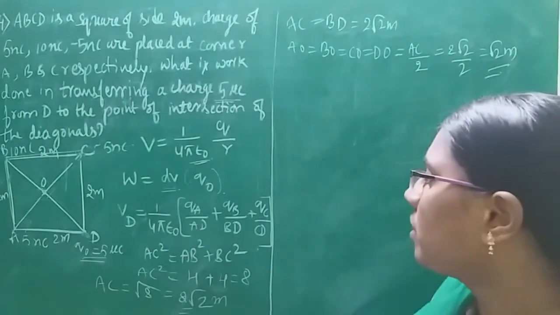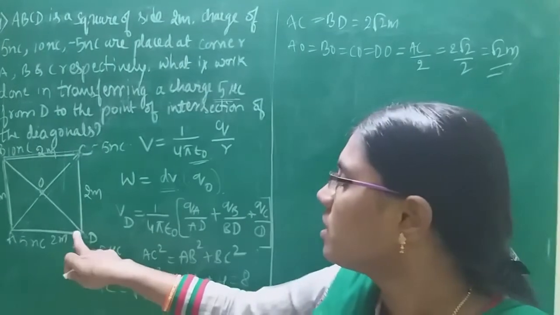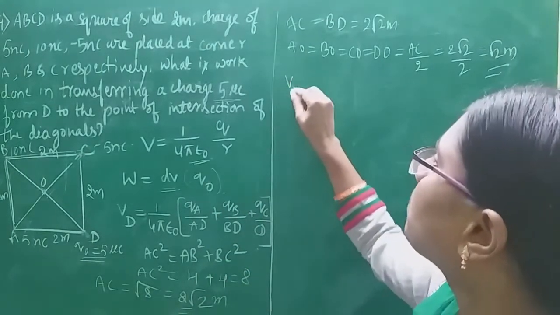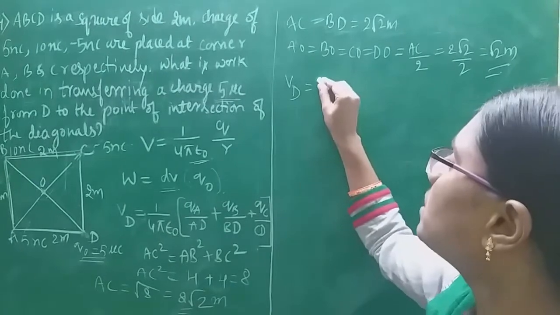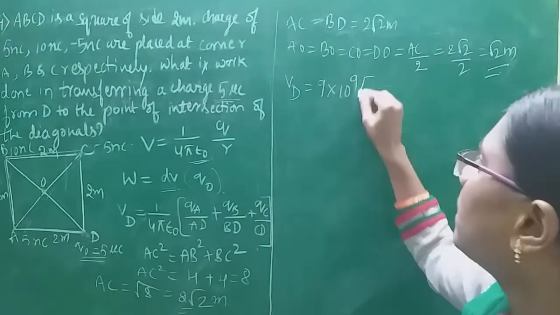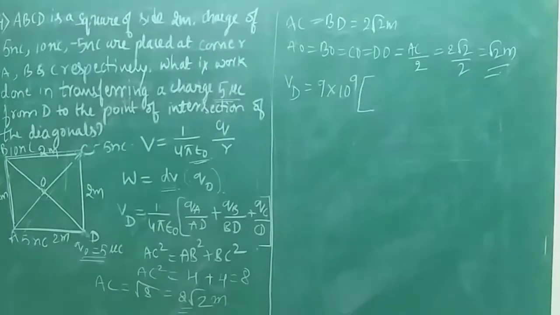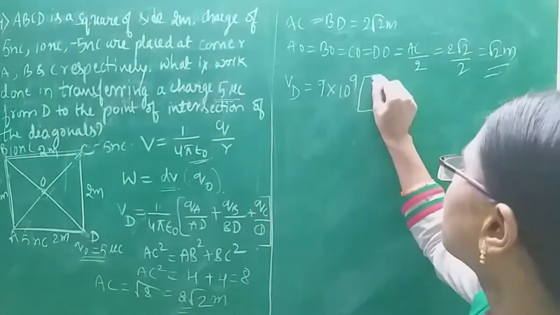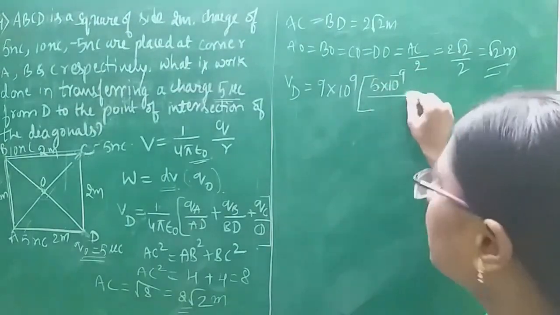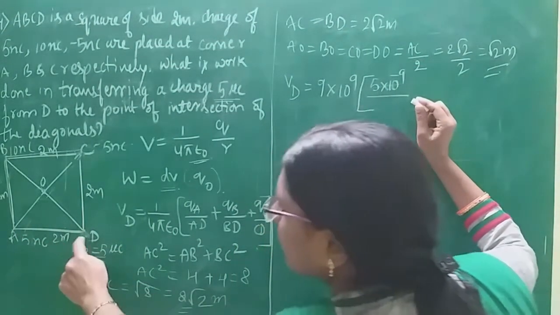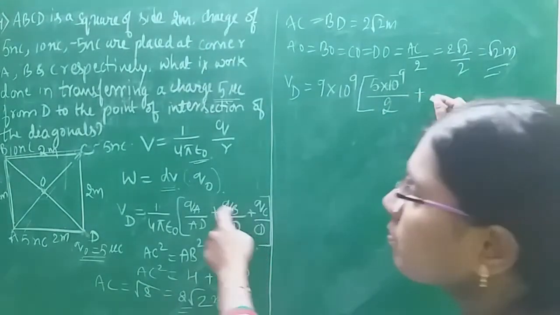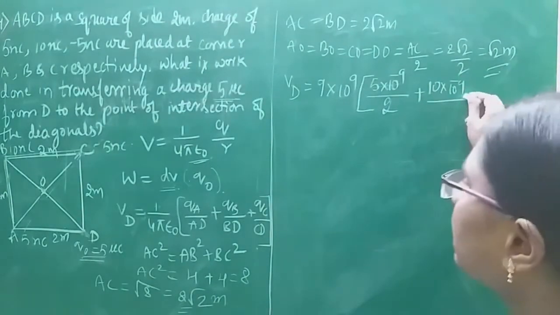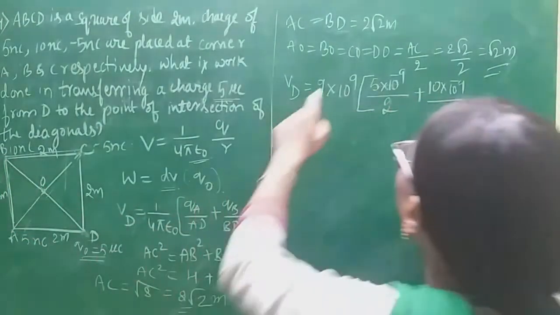Now, in order to find out VD, the electric potential at the point D due to these three charges, let us substitute the values. So VD will be equal to 1 over 4 pi epsilon naught, means 9 into 10 to the power of 9, into QA, which is 5 nanocoulomb. So 5 into 10 to the power of minus 9 divided by AD. AD means A to D distance, that is 2 meter, plus QB, at B 10 nanocoulomb charge. So 10 into 10 to the power of minus 9 divided by BD. BD value we know, that is 2 root 2.